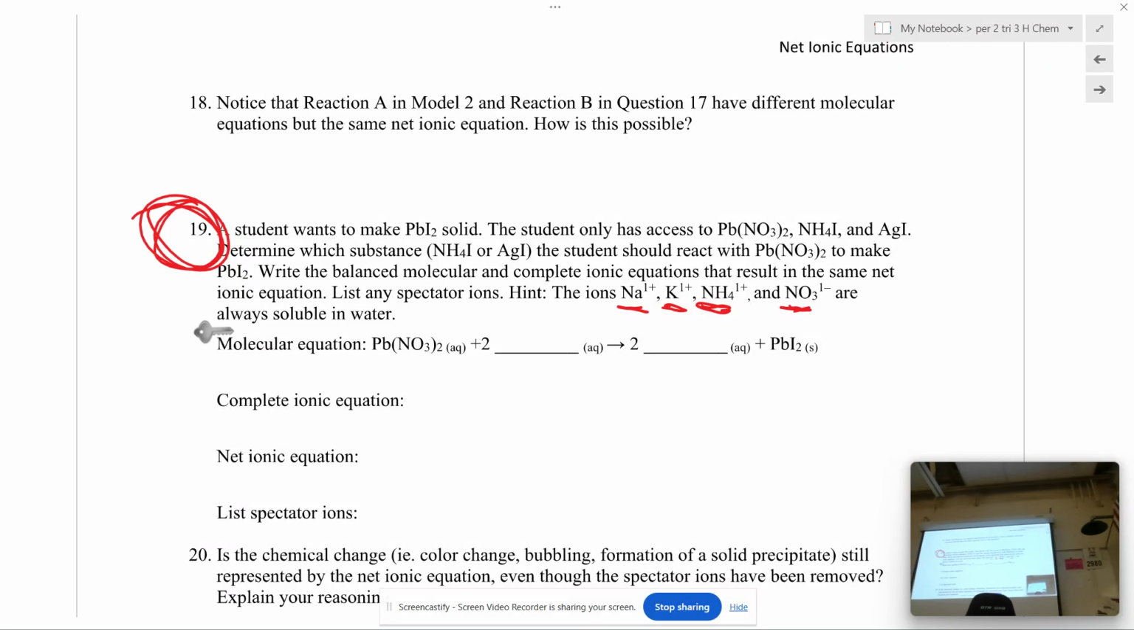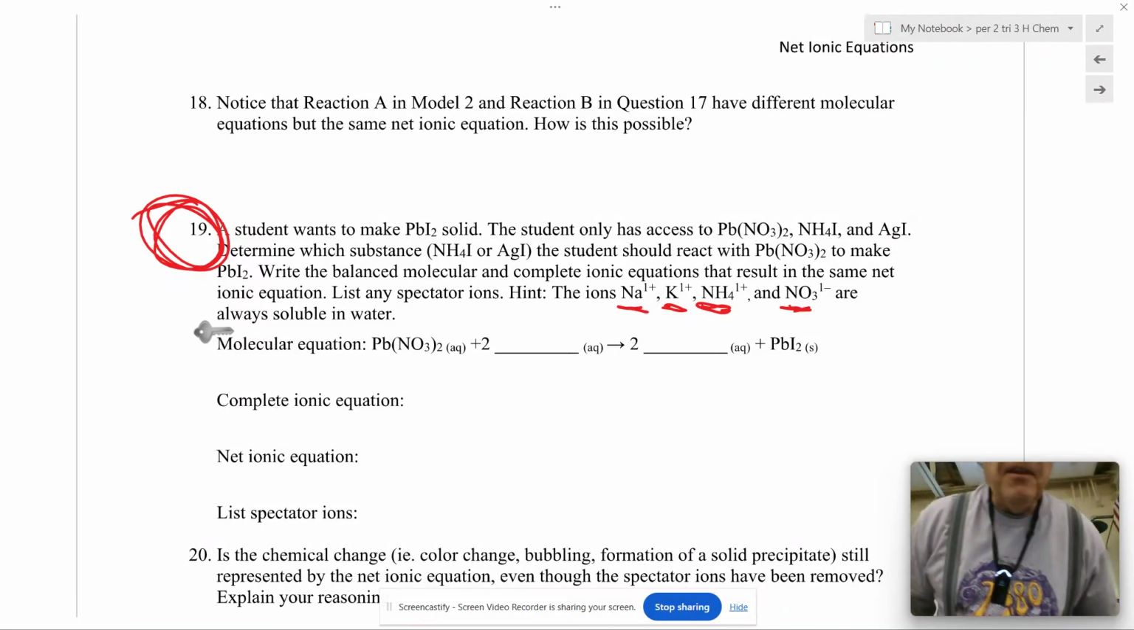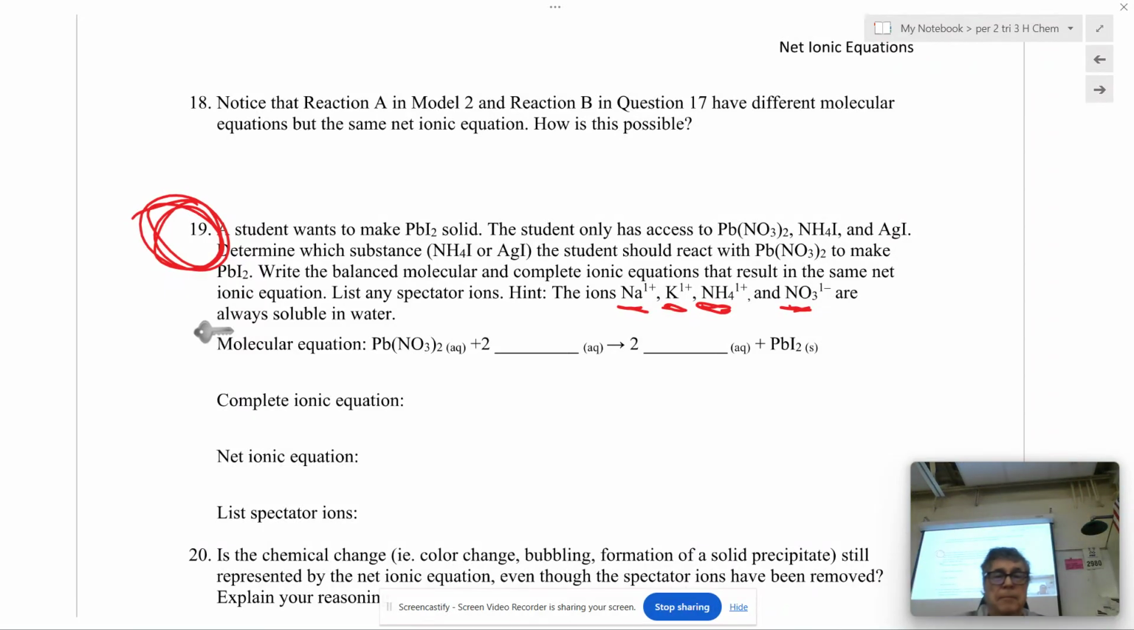Nitrate is right here. Nitrate, NO3 -1. If you see that, it's soluble. So those are really our solubility rules for this class. And now you have them on your pink common ion sheet, so you don't have to memorize them. Those are the things that make everything soluble.